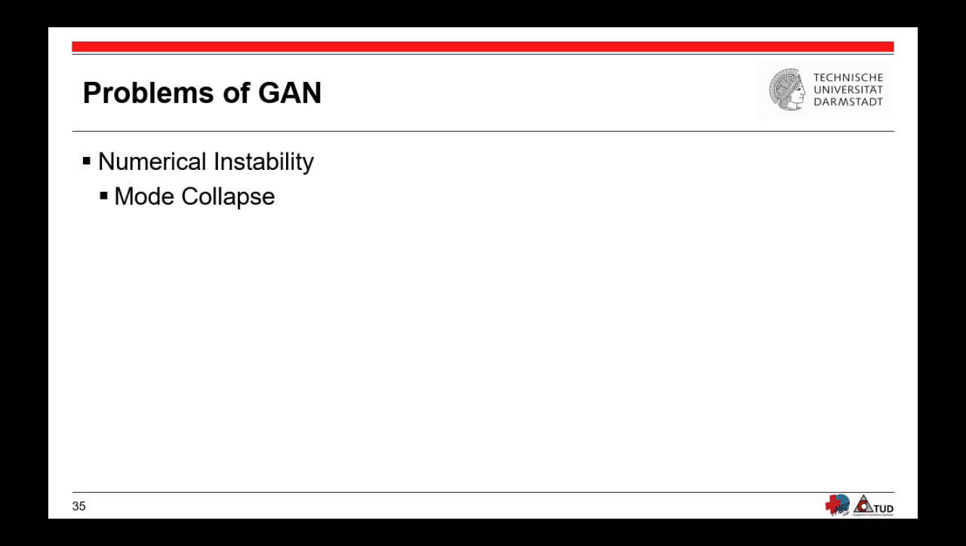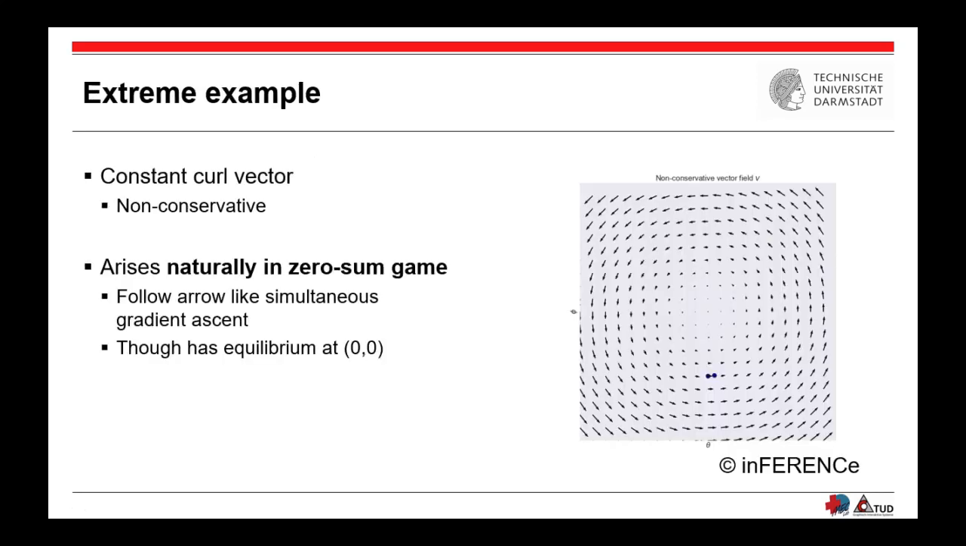However, there is some recent work that is looking at this mode collapse problem from a numerical perspective. I will just briefly introduce the first idea of what's really going on. I will first give you an extreme example, which is a constant curl vector, and that's a non-conservative vector field. What it really boils down to is that if you do gradient descent in this vector field, you will keep on moving in a circle again and again. Even though a clear equilibrium exists there, you will never be able to reach it.